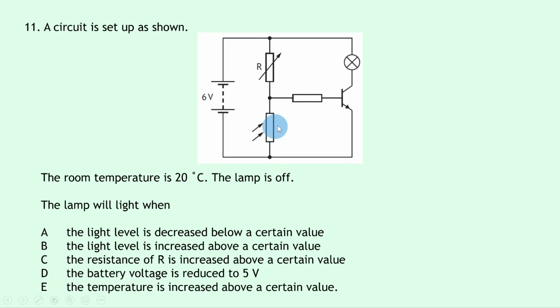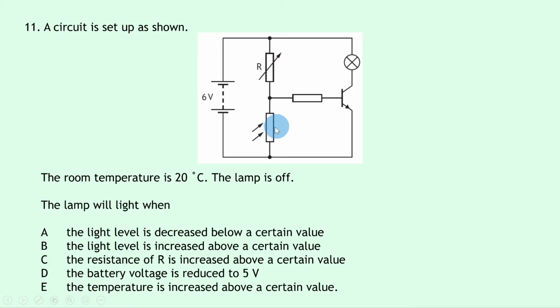And notice that this is the lower component here, so whatever happens to the voltage across here is going to happen to the voltage across the transistor. So we're going to work backwards and start at the lamp. In order for the lamp to light, we need the voltage across the transistor to be high enough for the transistor to be switched on. So if we want the voltage to be high or increasing across this transistor, then that means that the voltage across the LDR must also be increasing.